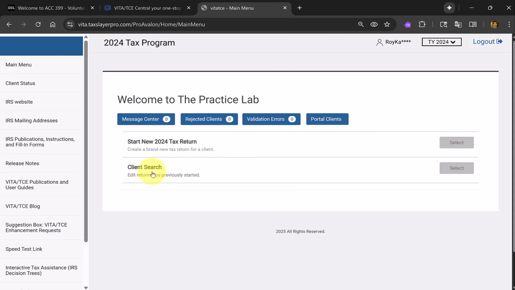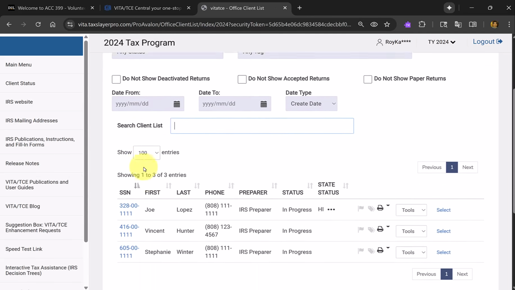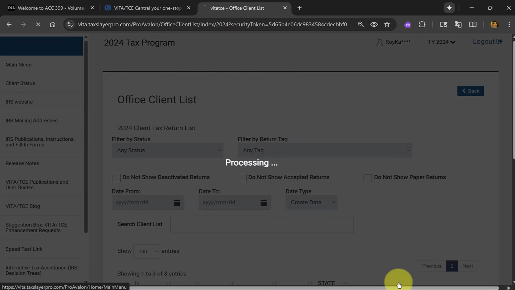You can see at this link here, tax returns I've already completed. Let me click on it, click client search. These three returns are really from the previous year's VITA certification test, the advanced certification. If I want to continue, I can just click on the link over here for each of these returns. But let me go back to the previous screen.